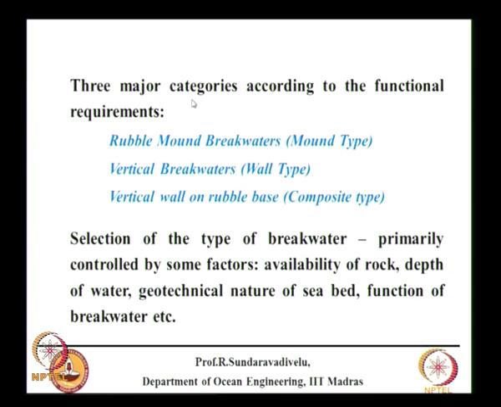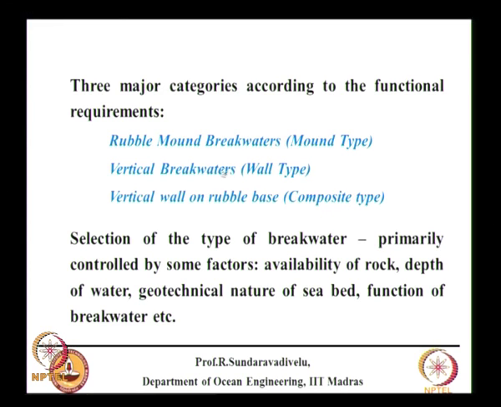There are 3 major categories according to the functional requirements. One is called as rubble mound breakwaters, or simply called as mound type. The next one is vertical breakwaters, this is called as wall type. Then we have vertical wall on rubble base, it is called as composite type.